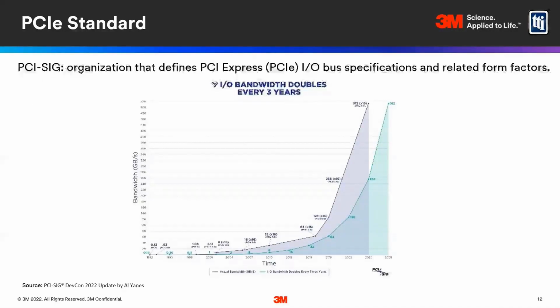And so the PCIe SIG, this organization that defines the PCIe Express standards, looks to double the bandwidth of this interconnect technology every 3 years. And we can see that PCIe 5, the specification for that was released in 2019. And then PCIe 6, the specification for that launched in 2022. And then there's plans for PCIe 7 to launch to the market or release the spec by 2025.